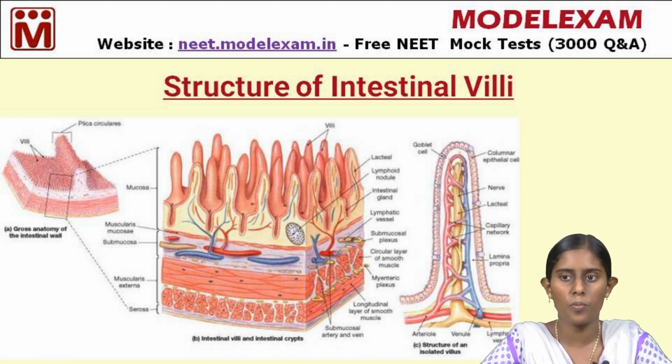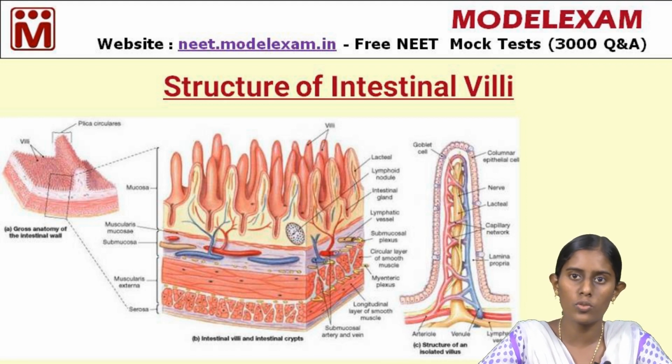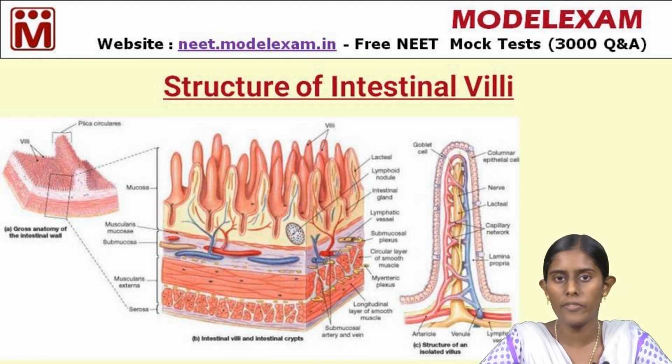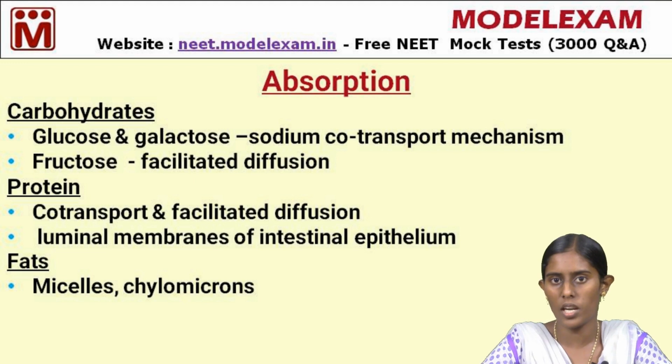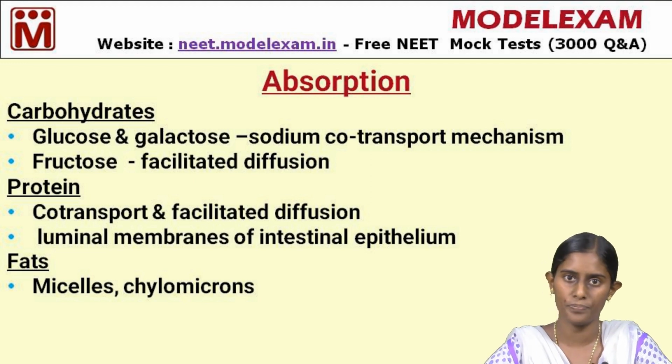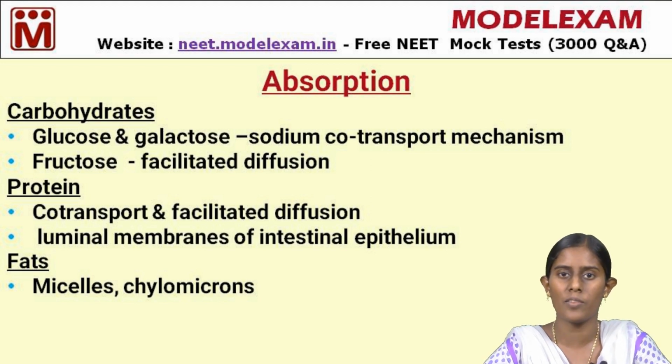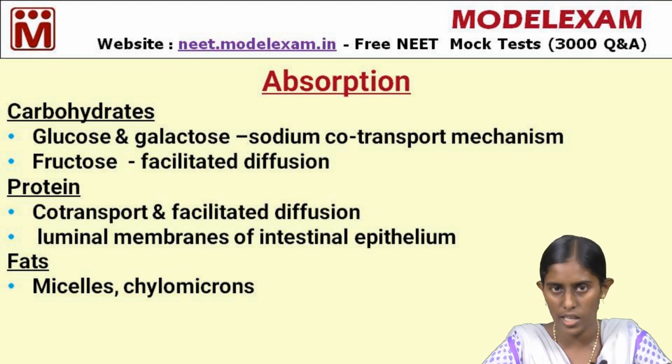The next thing is protein. Protein is also absorbed by facilitated diffusion and co-transport mechanisms. The luminal membrane of the intestinal epithelium helps in the absorption and transport of food from the small intestine microvilli into the blood capillaries. So at the time of absorption, the food substance ultimately enters from the small intestine into the blood capillaries. From the blood capillaries, it goes through the portal system and ends in the liver.